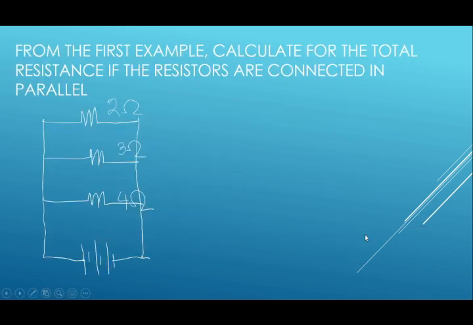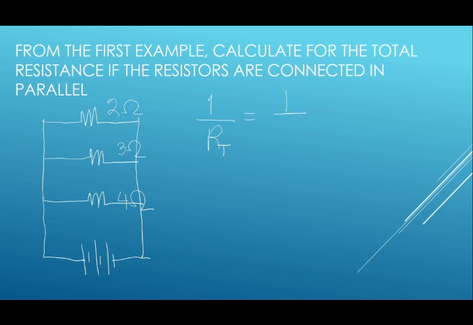Now, let's look at the following example. Let's compare the first example to this second example. For this second example, the resistors are connected in parallel. So what is the total resistance of this circuit? Since these are in parallel, we use the reciprocal sum formula.